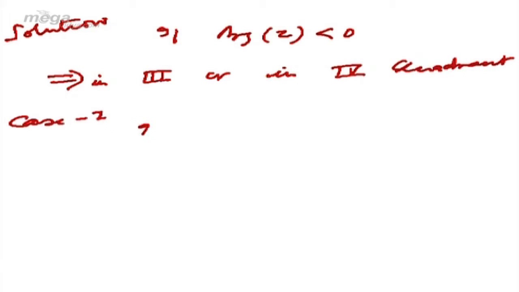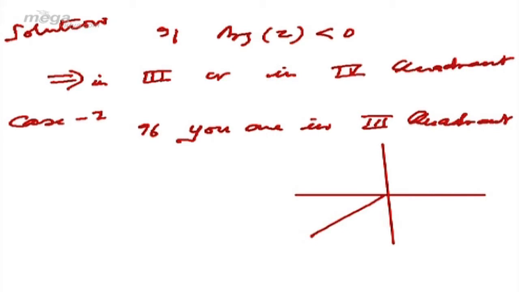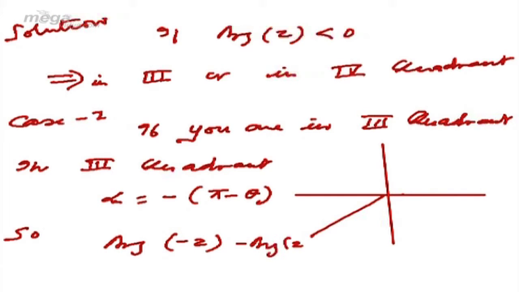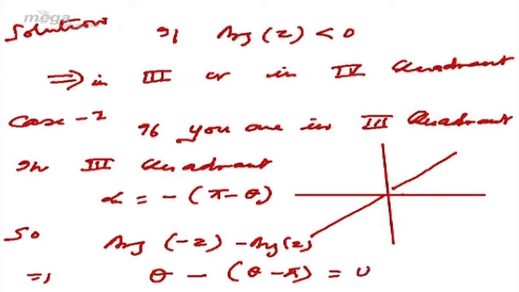If the argument of z is less than 0, that means the complex number is either in the third quadrant or in the fourth quadrant. That is, first case 1. If you are in the third quadrant, the argument of the complex number will be alpha is equal to minus pi plus theta. So the argument of minus z minus the argument of z, if you are in the third quadrant, then minus z will lie in the first quadrant. So the argument of minus z will be theta and the argument of z will be theta minus pi, that is theta minus theta plus pi. So it will become pi.